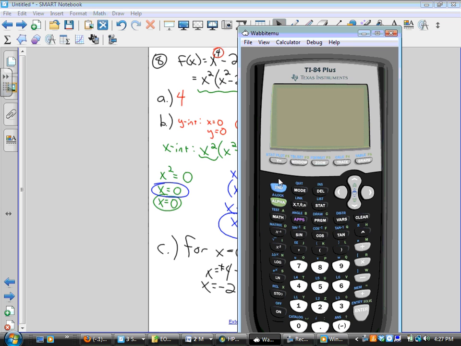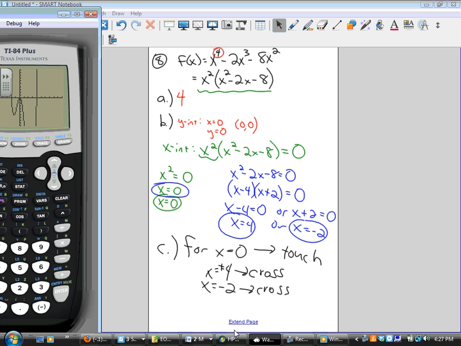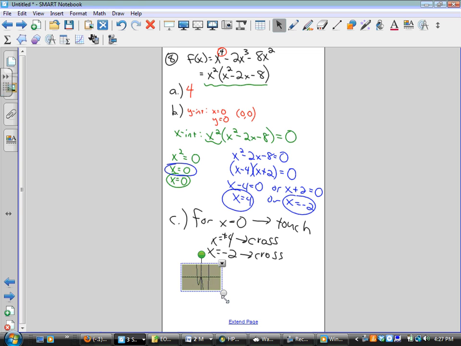Let's see here. Let's graph this original function. Y equals, f of x equals x to the 4th minus 2x to the 3rd minus 8x squared. Let's graph that thing. And we should see that at 0, the graph actually bounces off the axis. At negative 2, the graph actually crosses through. And then at 4, it actually crosses through as well. So let me throw that picture up here real quick so you can see exactly.